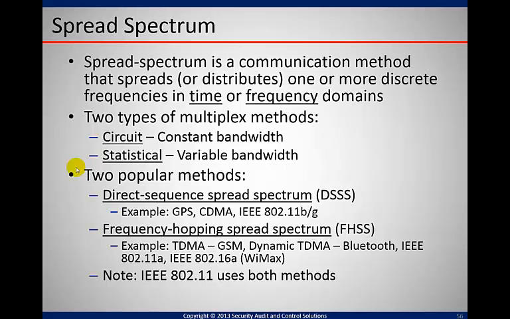Frequency hopping spread spectrum, FHSS, such as TDMA, which is GSM, dynamic TDMA, Bluetooth, IEEE 802.11a, IEEE 802.16a, which is WiMAX. And also, as you can see, 802.11 uses both methods, depending on the a, b, or g.